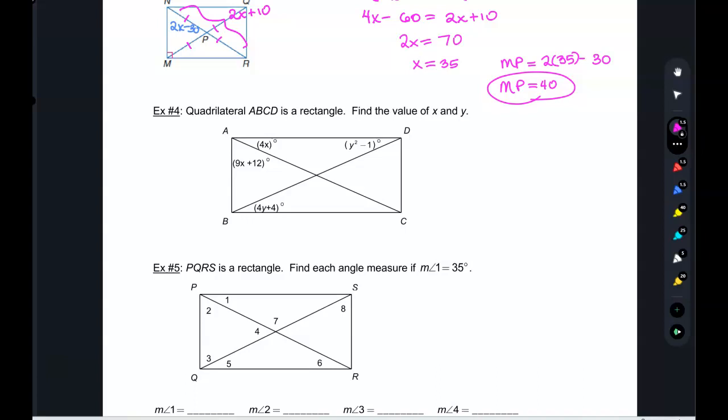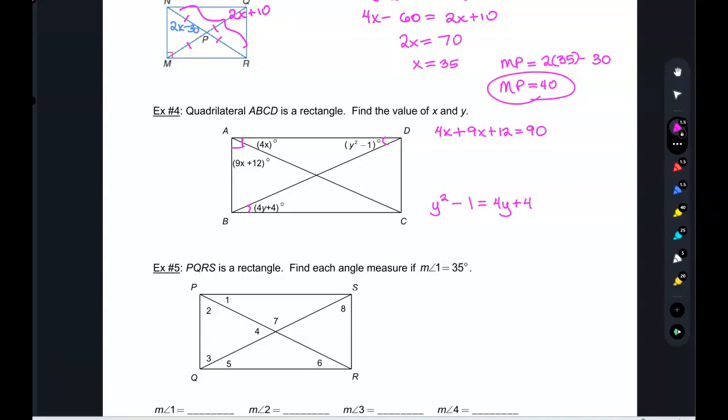We're saying that 4x plus 9x plus 12 equals 90. Okay, so 4x plus 9x plus 12 has to add up to 90. I also did that since y squared minus 1 and 4y plus 4 are alternate interior angles, so yes, we can also make these two equal to each other. So we'll have y squared minus 1.